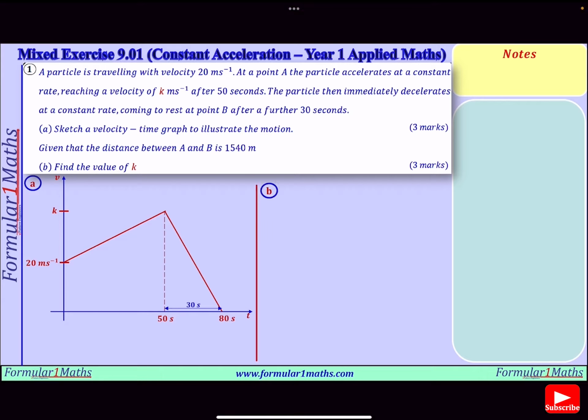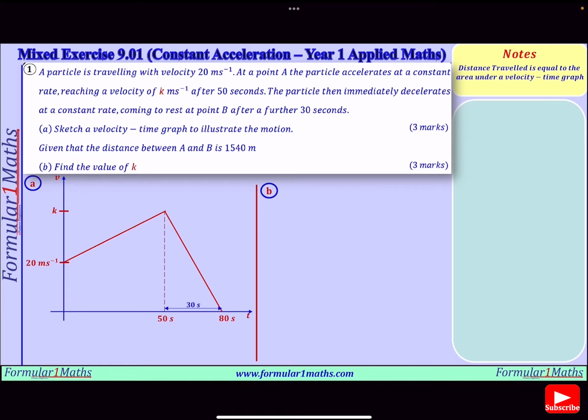For B, given that the distance between A and B is 1,540 meters, find the value of k. So the total distance traveled is equal to the area under the velocity time graph. I'm going to split the area under the velocity time graph into 2 sections, one for the motion during acceleration and one for the motion during deceleration.